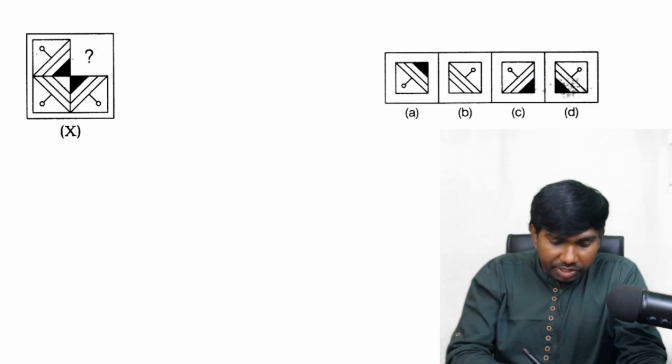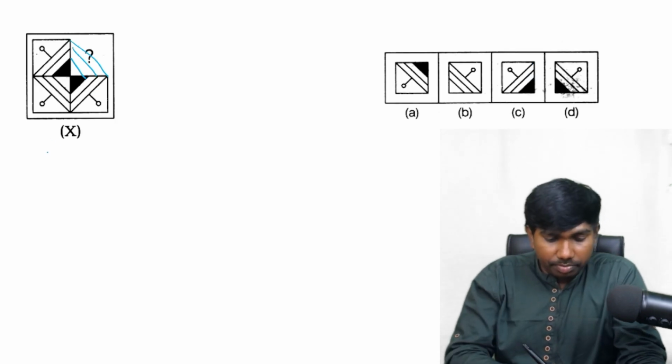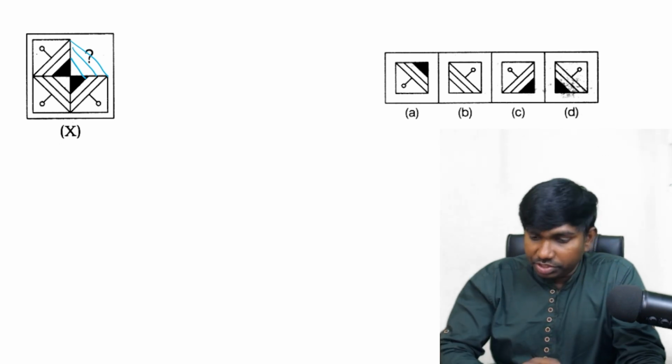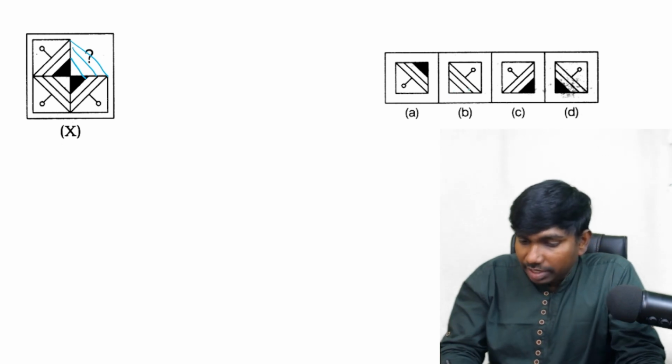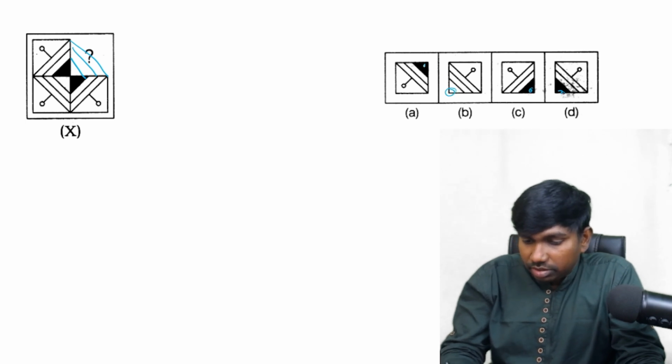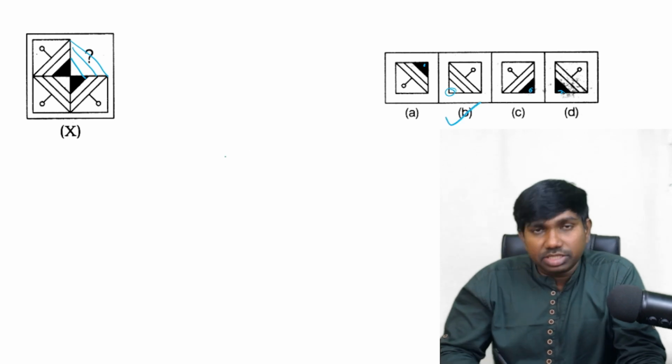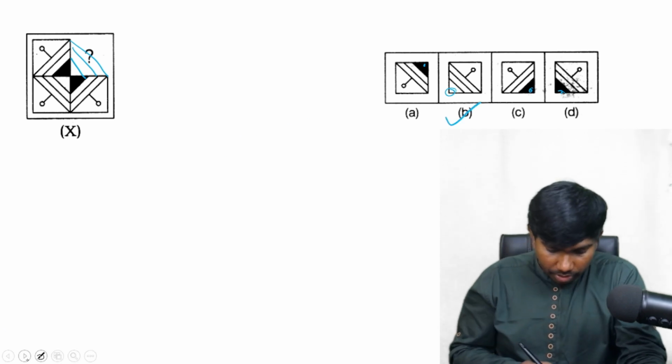Next question. Three parallel lines, correct, and not shaded. Three parallel lines with no shading. So except this figure, all the other figures have the smaller triangular shape shading. So they cannot be the answer. Answer is option B. Next question.